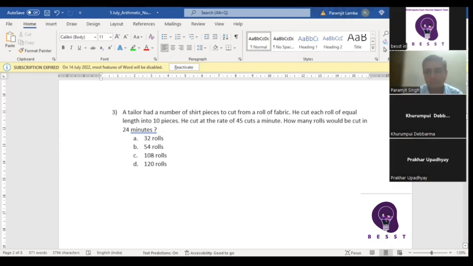Sir, 120 rolls. Very good. Fantastic. 45 divided by 9 is 5. Multiply that by 24, it's 120. 120 rolls can be cut. So this is mental math. You don't have to put it on paper. You know what is to be done. Just do it stepwise. Use mental maths and calculate it.